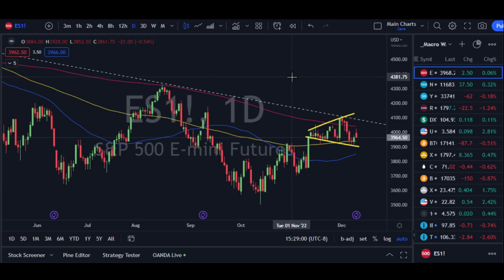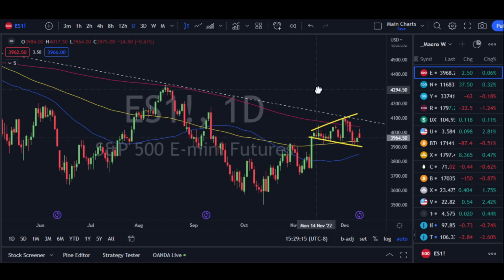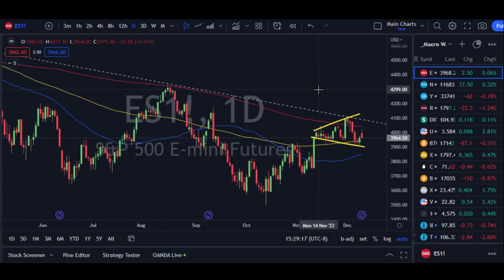So our job here is to look at where price is and to manage our risk appropriately off of levels that we can clearly define, and then to look at data and to make sure that we're making informed decisions based on data, based on macro, along with our technical analysis. So let's jump right in here.